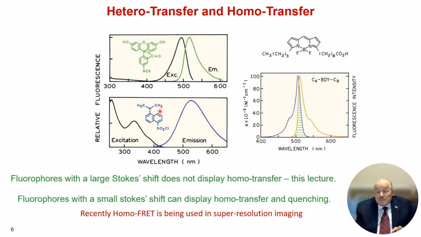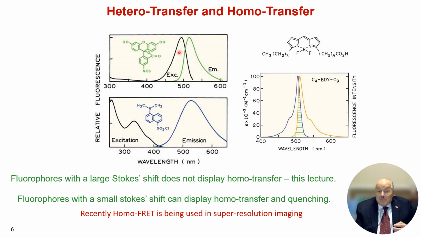There are two types of energy transfer. The one that we're talking about is heterotransfer. That is energy transfer between two different molecules. But there's another type of transfer called homotransfer, where the molecule transfers to itself.